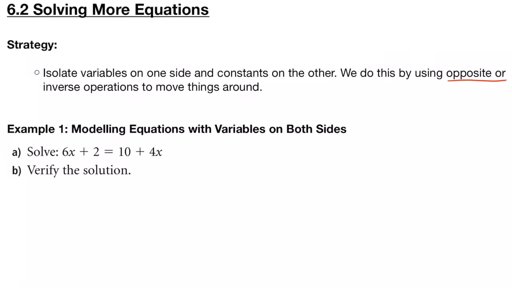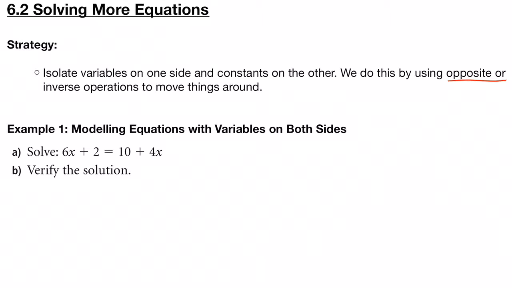Okay, so we are going to solve more equations. Last time we only solved equations where there was one variable on one side and usually there were numbers on the other. But this time we are going to solve equations where there can be variables on both sides. So the key thing again is you want to remember to do opposites.